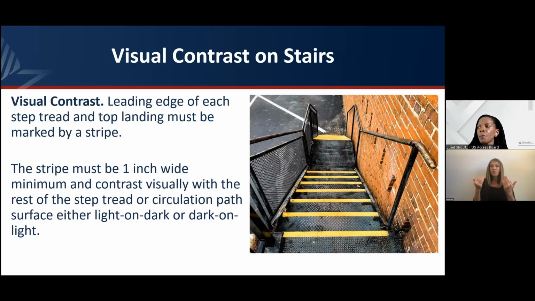We do have a new requirement. We had a lot of commenters requesting this requirement, and this is for visual contrast at stairs. Visual contrast, the leading edge of each step tread and top landing must be marked by a stripe. The stripe must be 1 inch wide minimum and contrast visually with the rest of the step tread or circulation path surface, either light on dark or dark on light. And you can see in this picture, you have that visual contrast at the step tread and top landing. This requirement is in Chapter 4 of the Public Right-of-Way Accessibility Guidelines.